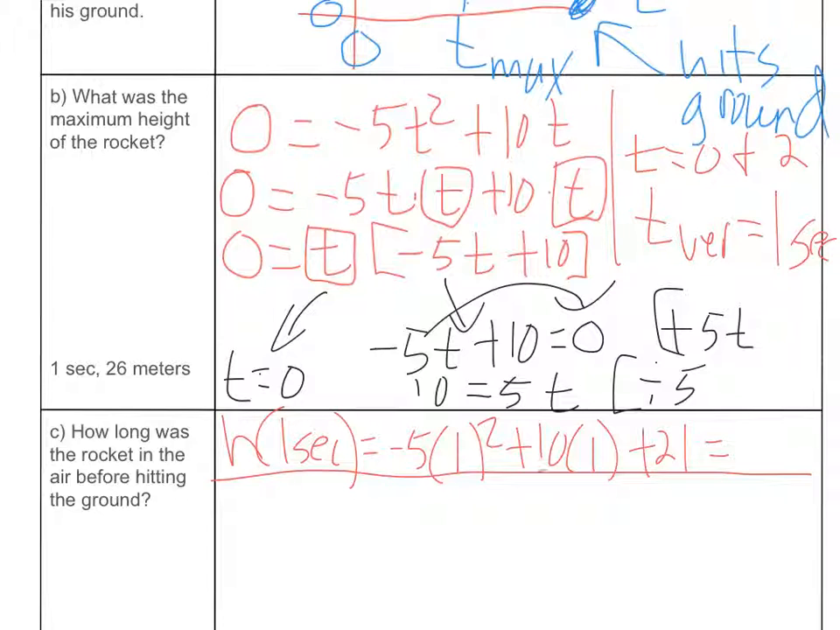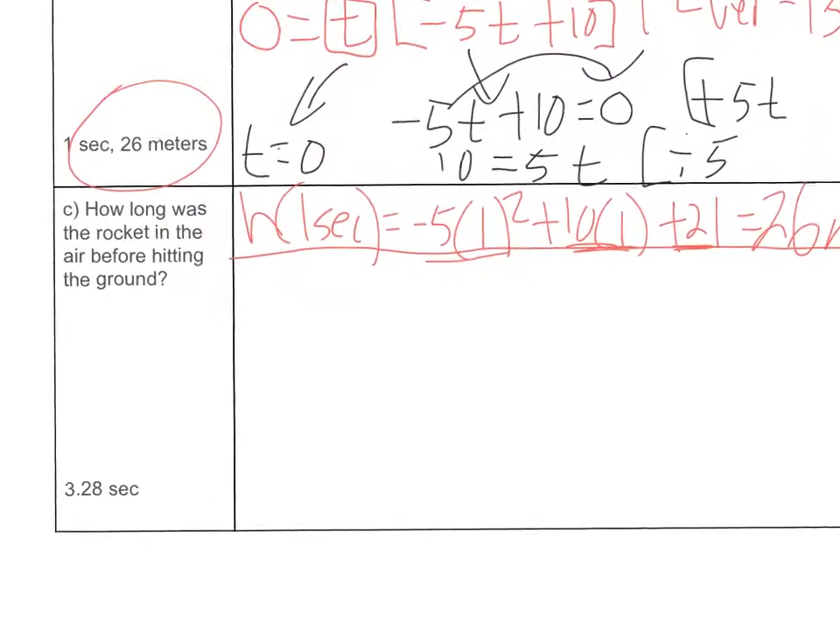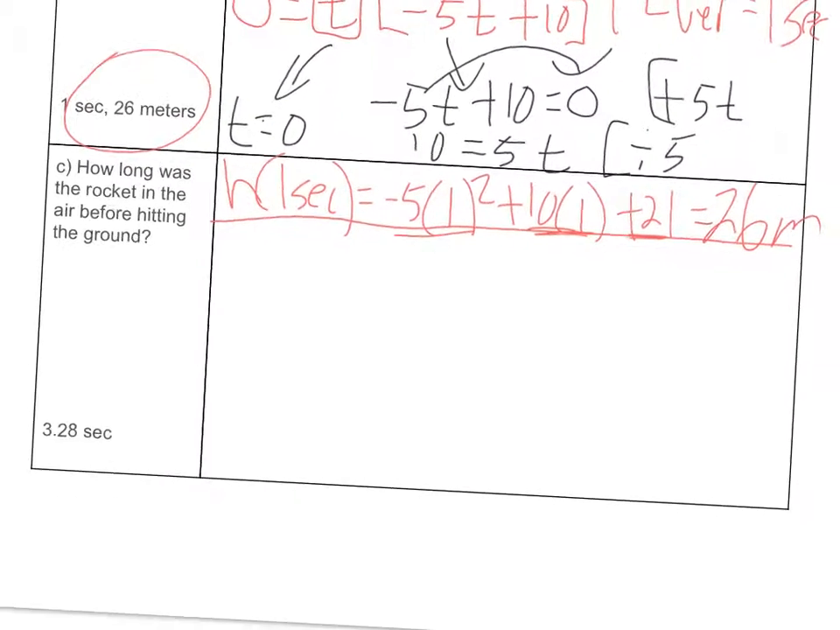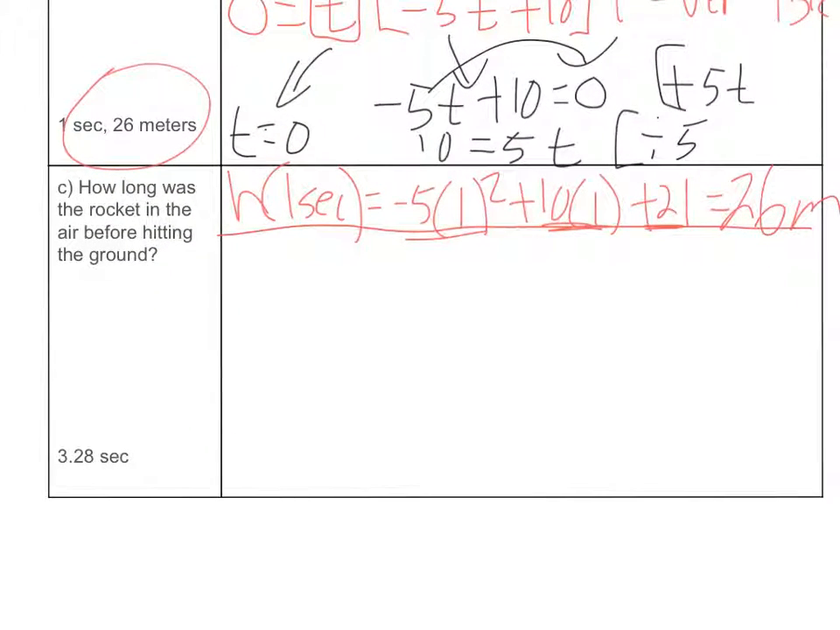well, 10 times 1 is 10, plus 21 is 31. 31 minus 5 is 26 meters of height. Okay, 26 meters of height, which actually matches the answers there. So in all these problems, you're going to be doing the same thing, actually. You'll be finding the vertex first, and then once you find the vertex, you're going to use it to solve.